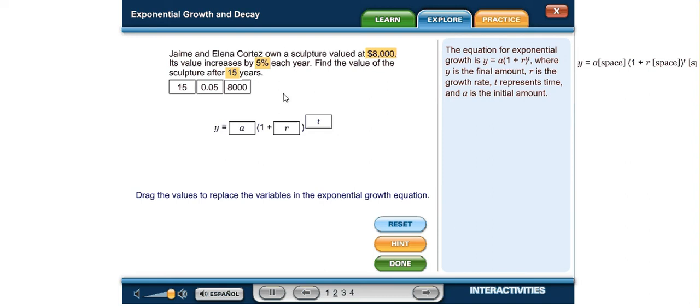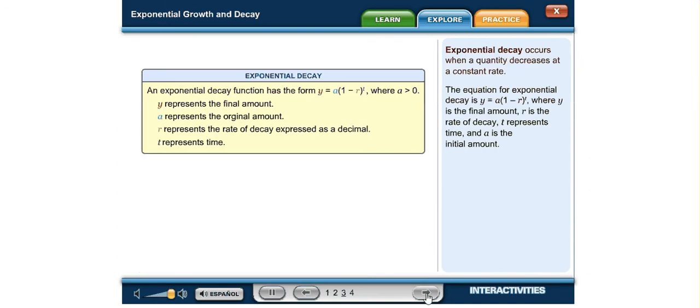Jaime and Elena Cortez own a sculpture valued at $8,000. Its value increases by 5% each year. Find the value of the sculpture after 15 years. Drag the values to replace the variables in the exponential growth equation. So pretty easy. Original amount is A, time 15 years, T, rate 5%, so 5/100ths. You just plug them in.